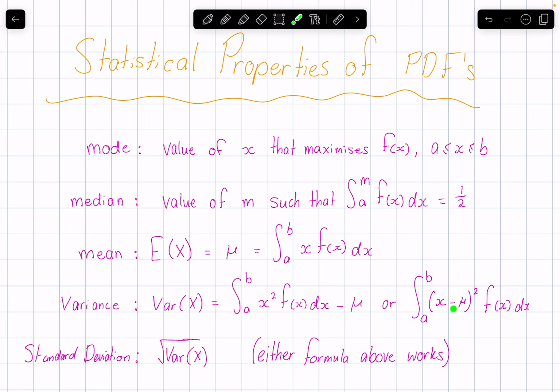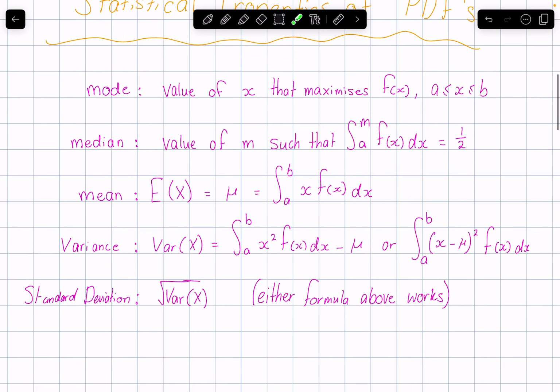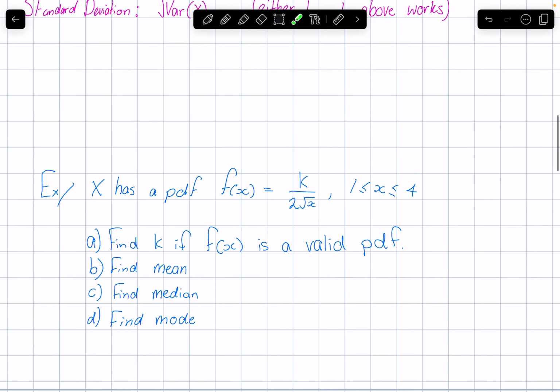Now both formulas would work here. Typically this one's going to be easier to use because this integral is way easier to solve than this one here. But you might already be given that mu value and it might be an easy function to do. So just keep it in mind. So we're going to roll straight onto an example.